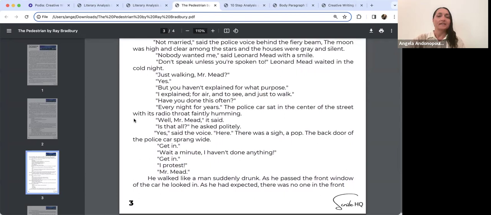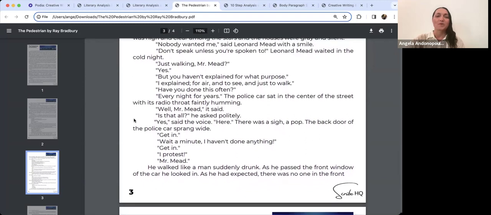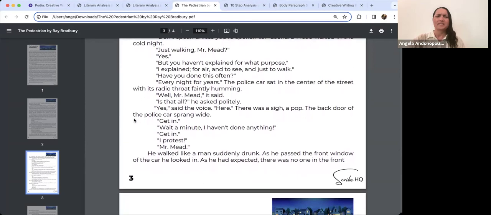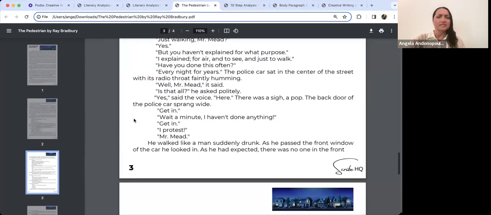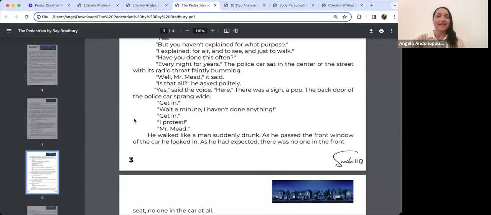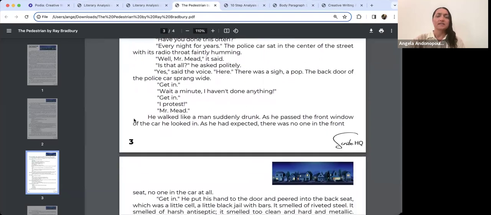The moon was high and clear among the stars, and the houses were grey and silent. "Nobody wanted me," said Mr. Leonard Mead with a smile. "Don't speak unless you're spoken to." Leonard Mead waited in the cold night. "Just walking, Mr. Mead." "Yes." "But you haven't explained for what purpose." "I explained. For air and to see and just to walk." "Have you done this often?" "Every night for years." The police car sat in the centre of the street with its radio throat faintly humming.